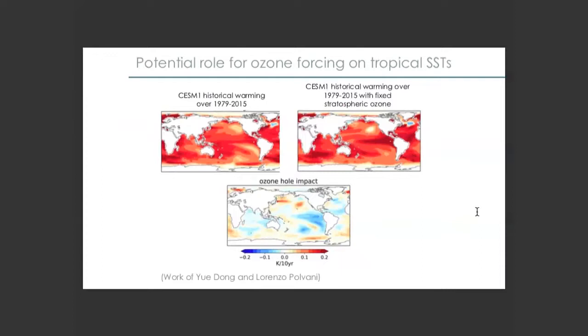Again, work by Yue, in this case with Lorenzo Polvani, where she's looked at runs with or without ozone depletion, and the impact of the ozone hole gives you a La Nina-like pattern in response. Talk to her about the dynamics behind this. I know others are also thinking about this. It's a very hot topic right now, but this is another potential explanation that projects onto the pattern effect.